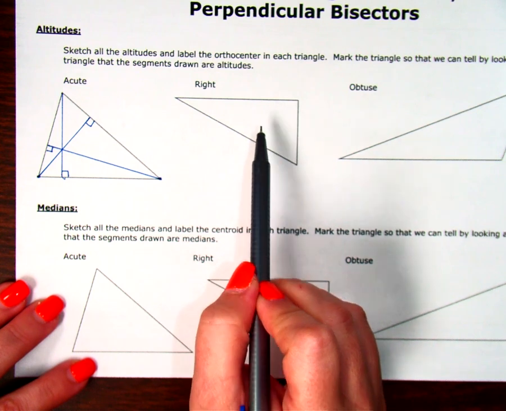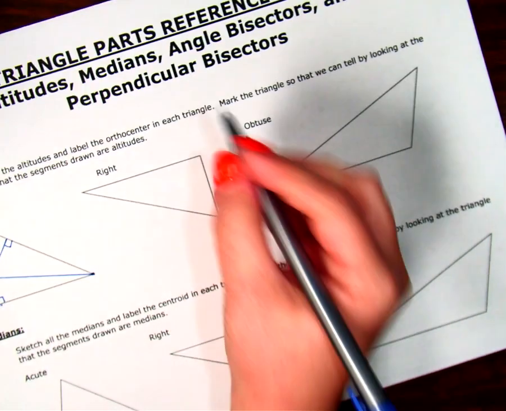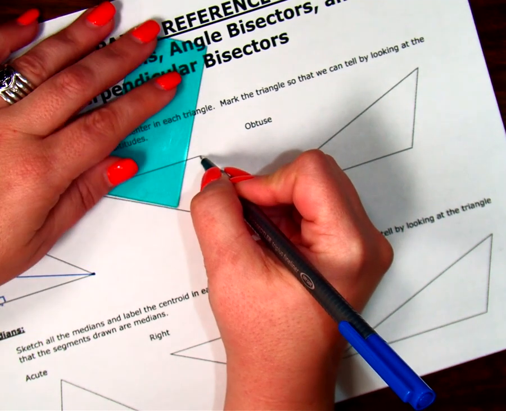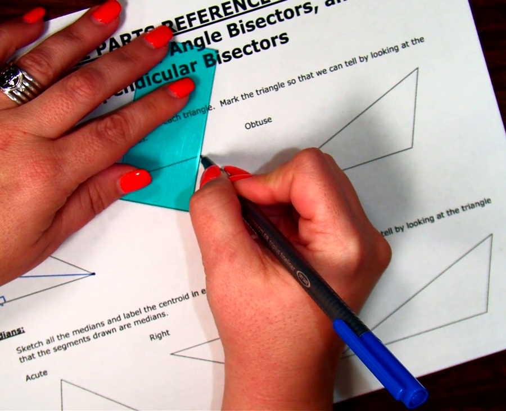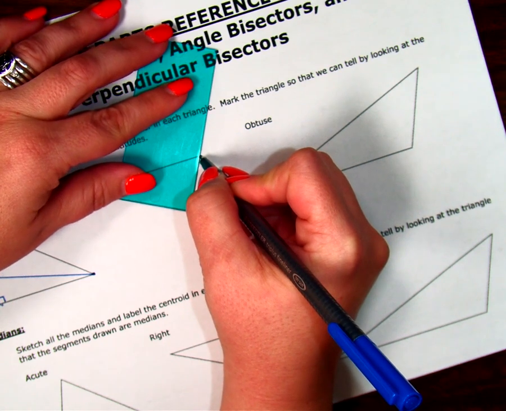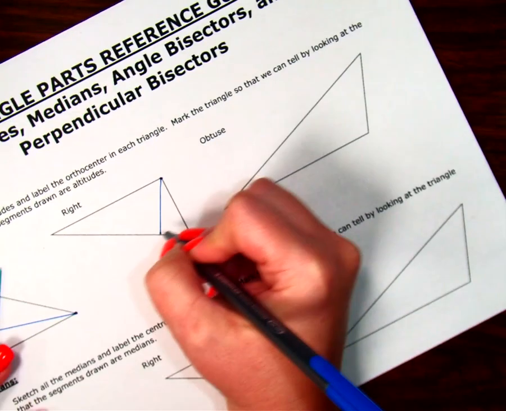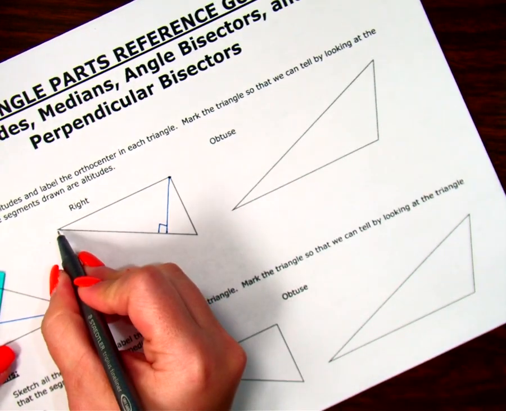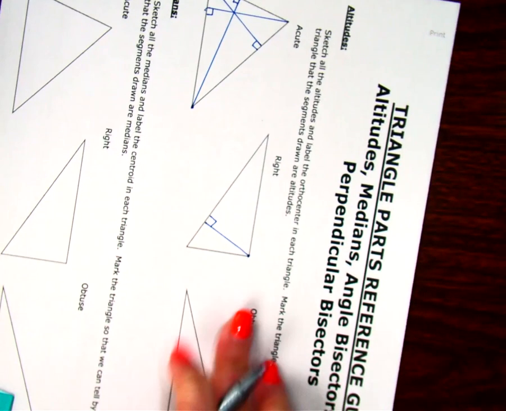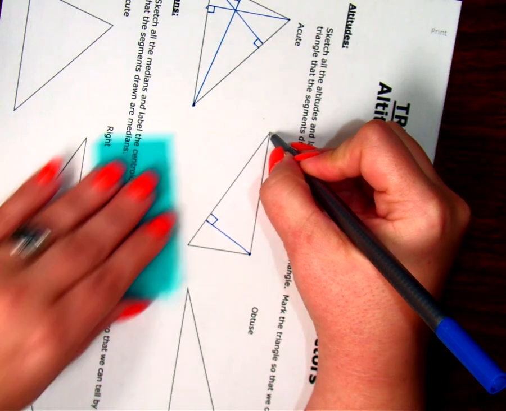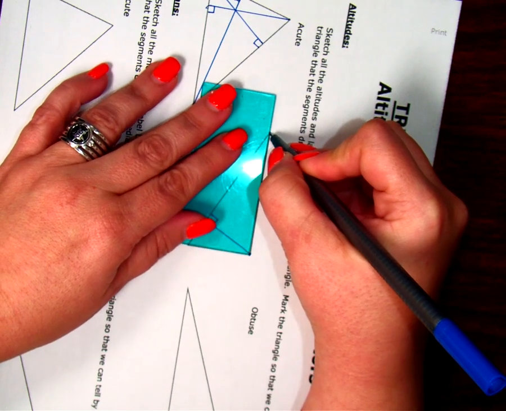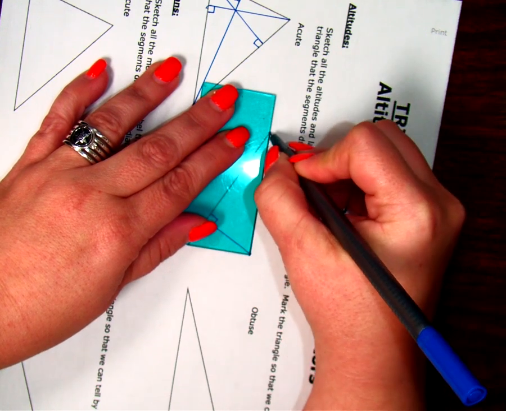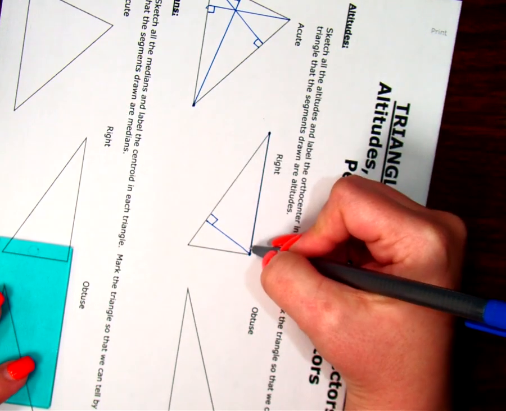Let's look at our right triangle. I want to start at this point right here, at my right angle. When I come across to the opposite side and hit it at a 90-degree angle, it's going to look just like that. Now let's try this side. I'm going to rotate and try this corner. When I go to this corner and line up, look what happens. Because that's a right angle, because it's a right triangle, the actual side is the altitude.